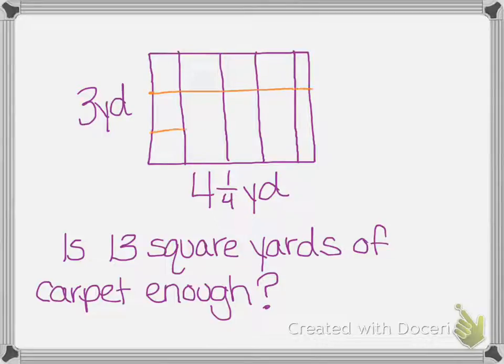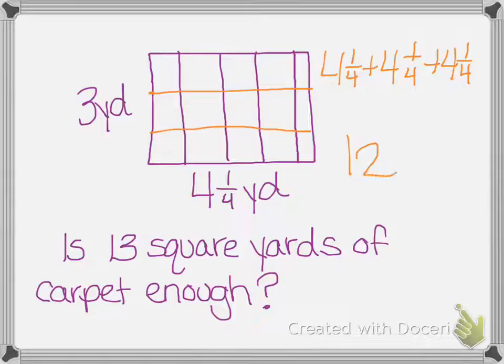So if this is 3, we know in this first row there's 4 1/4. In the second row there's 4 1/4. And in the third row there's 4 1/4. So we have to add them all together. 4 plus 4 plus 4 is 12.